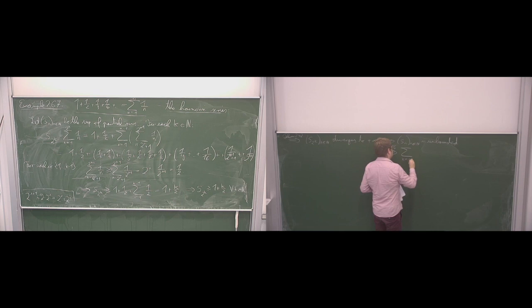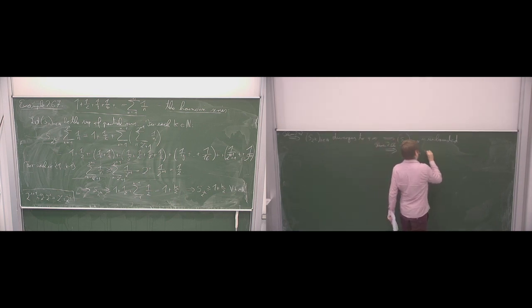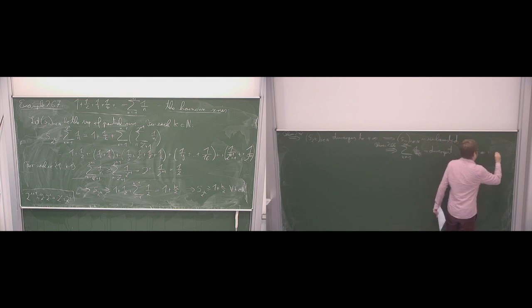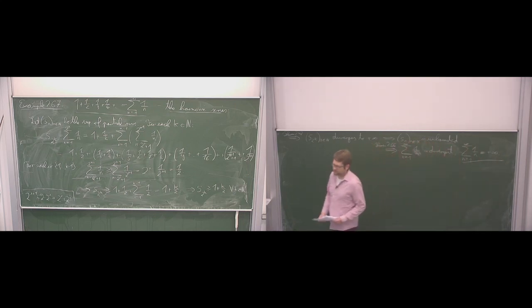It follows that this sum is 1 over n, not Sn. This is divergent. And not only that, it goes to plus infinity. And this we can also denote as the sum of 1 over n is plus infinity. So this is an example of a divergent series.